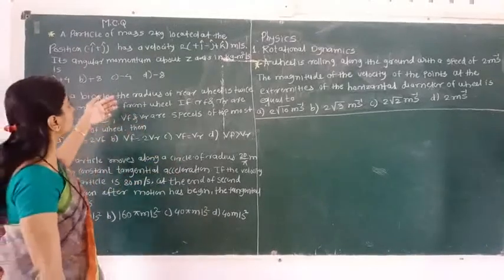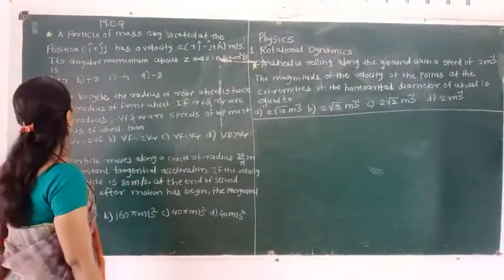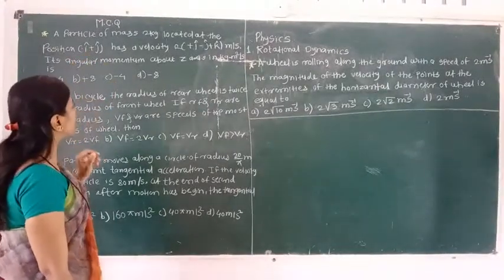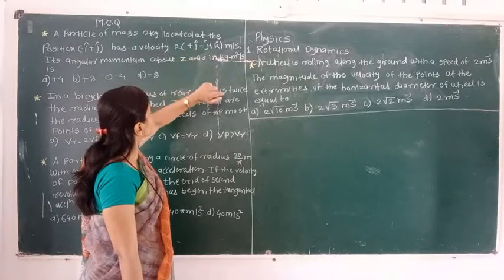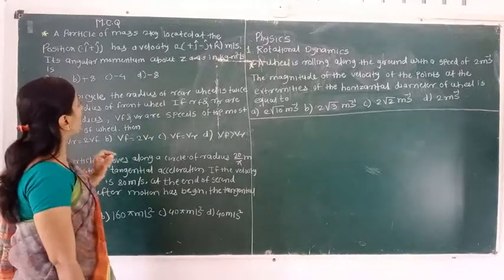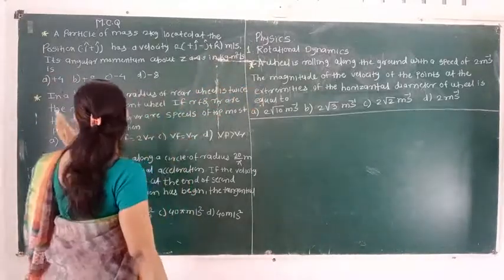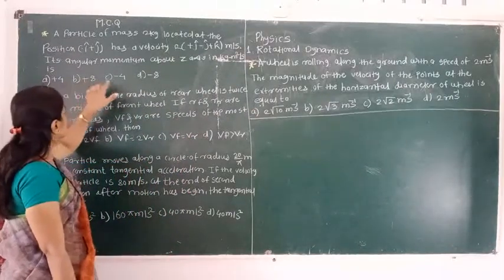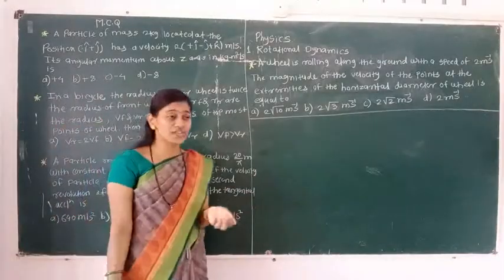So the next one is: a particle of mass 2 kg located at the position i bar plus j bar has a velocity 2 into (i bar minus j bar plus k bar) meter per second. Its angular momentum about the z axis in kg meter square per second is plus 4, plus 8, minus 4, minus 8. So this is the given information with us.